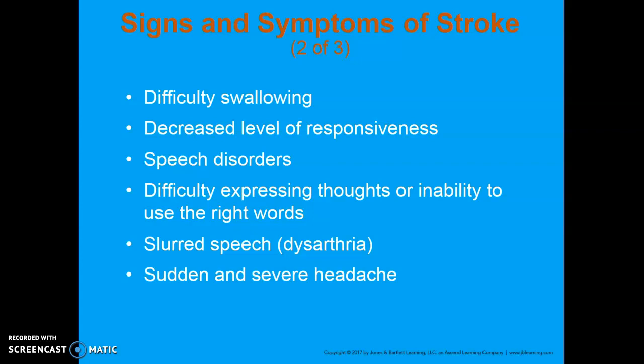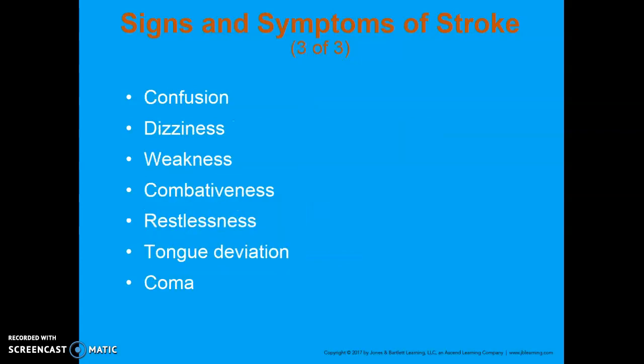Slurred speech, sudden severe headache, confusion, dizziness, weakness, combativeness, restlessness, tongue deviation, again, because of that loss of nerve innervation on one side of the face. If you ask them to stick out their tongue, the tongue is innervated half by one nerve, the other half by the other, essentially, in very simple terms. So when they stick their tongue out, it should stick straight out.